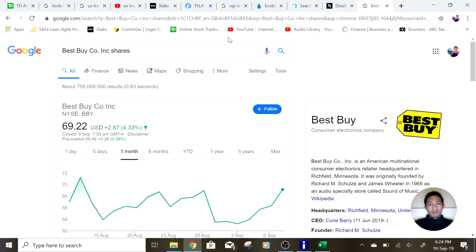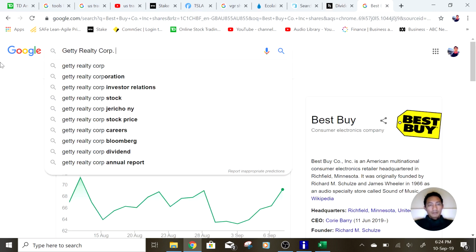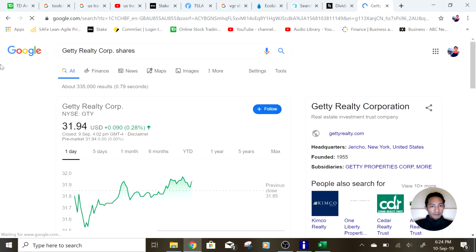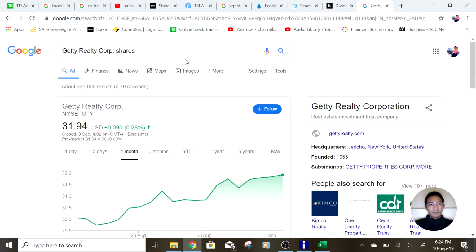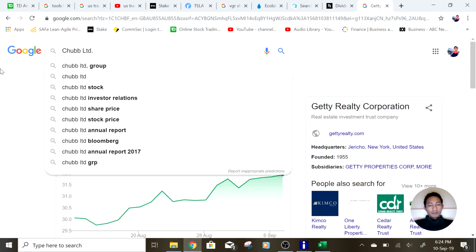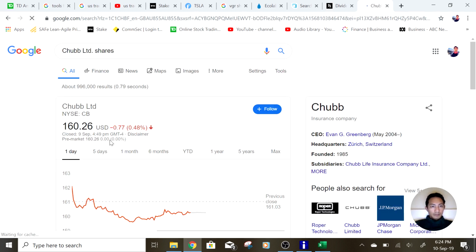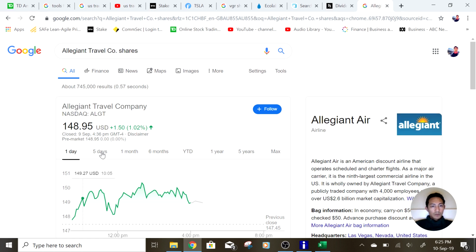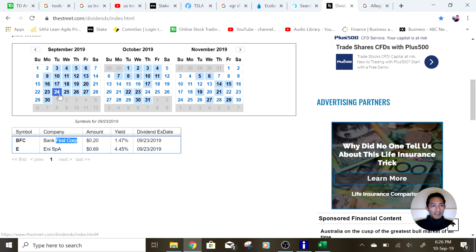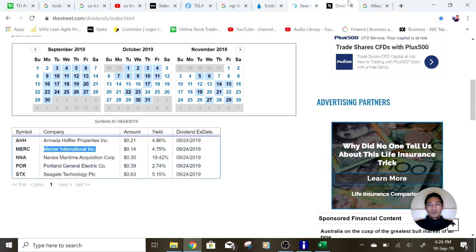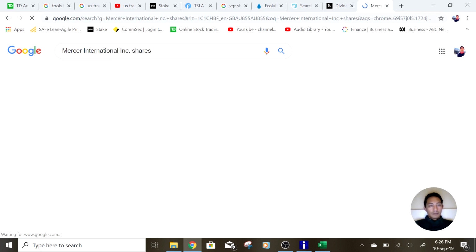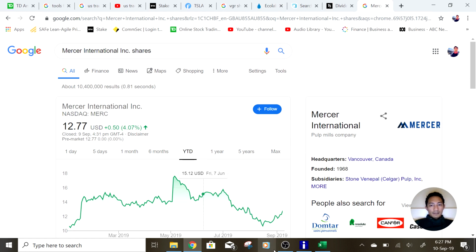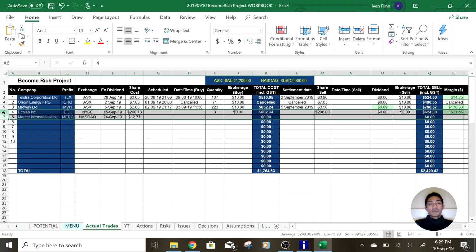Getty. Chubb. Quite expensive. Allegiant. Oof. Bank First Corp. Any Spa? Nah. Ooh, Mercer. That's trustworthy. Okay, let's do that. $12.77. So I found the two companies that I want to invest in initially in the US.